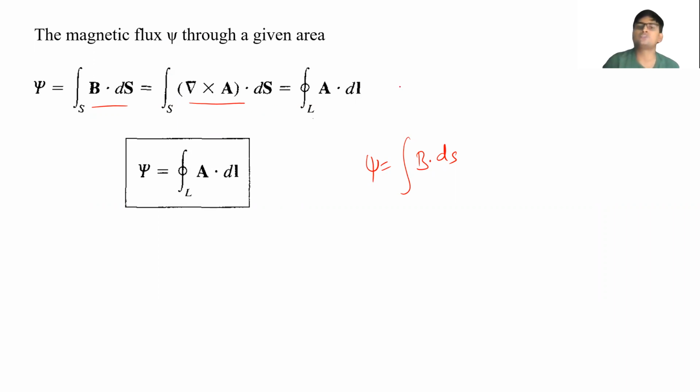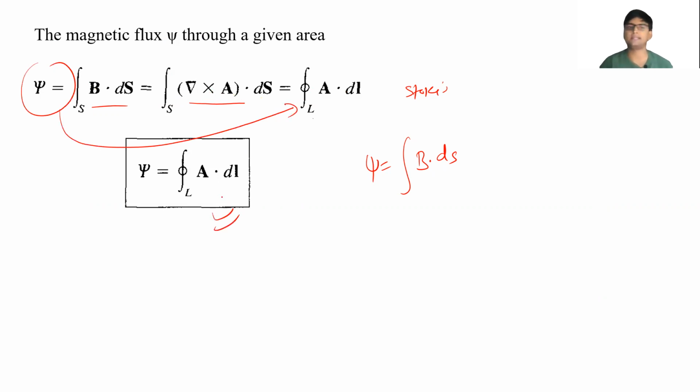And now from the Stokes theorem, you know that the surface integral of the curl of any vector is basically the closed line integral of that particular vector. So directly this psi, or the magnetic flux, can be related to the vector magnetic potential as the closed line integral.